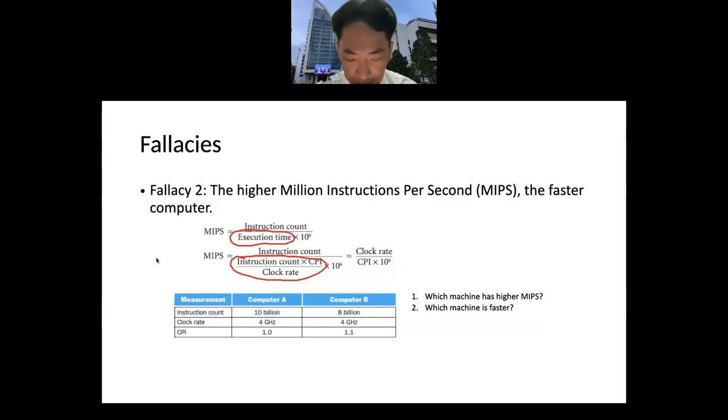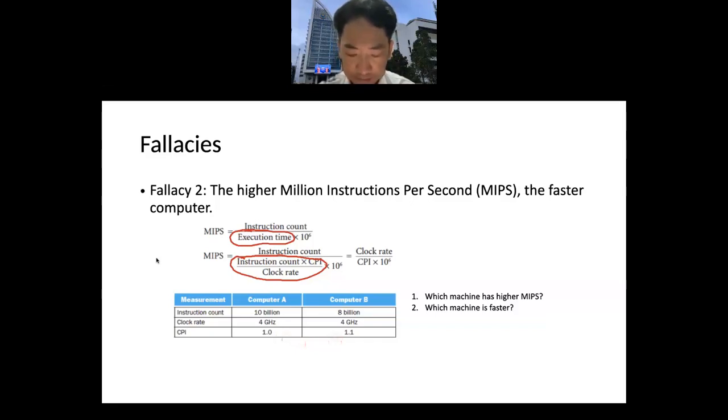Look at the table here. We have computer A and computer B. The question is, which machine has the higher MIPS? We have the instruction count here. For machine A it is 10 billion, for machine B it is 8 billion. Clock rate for machine A is 4 GHz, the same as machine B, but the CPI of machine A is 1, but the CPI of machine B is 1.1.